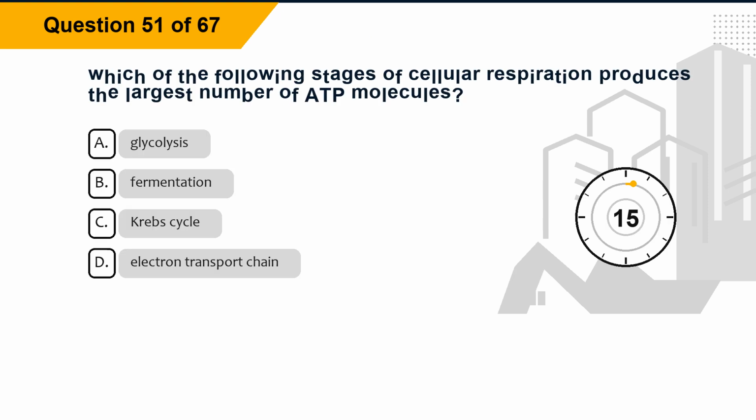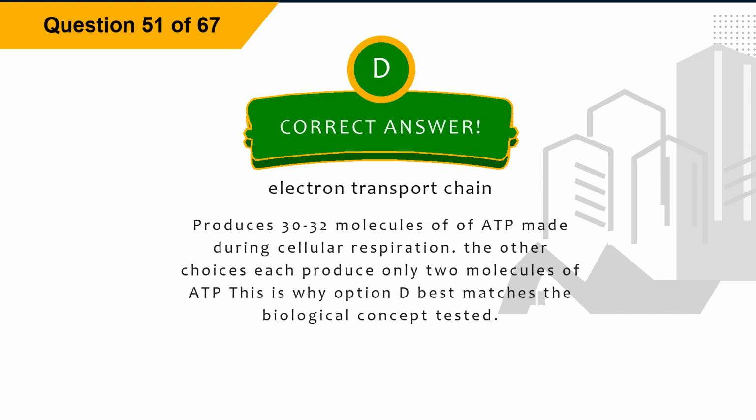Question 51. Which of the following stages of cellular respiration produces the largest number of ATP molecules? Option A, glycolysis. Option B, fermentation. Option C, Krebs cycle. Option D, electron transport chain. The correct answer is option D, electron transport chain.